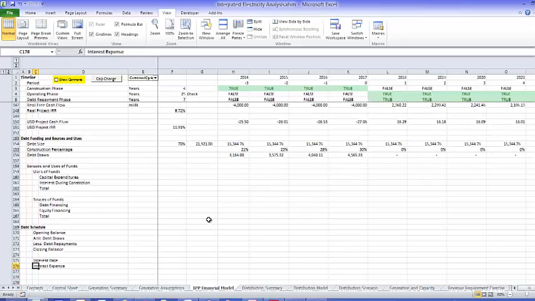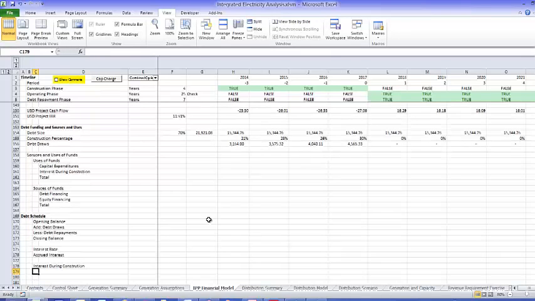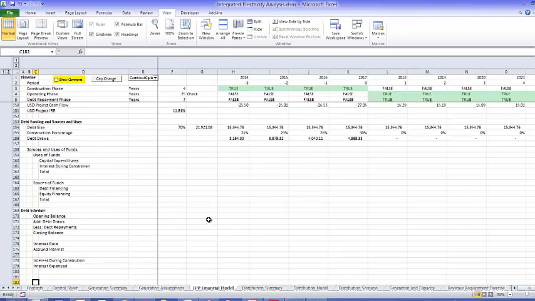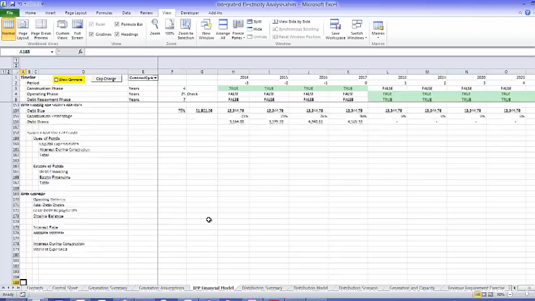Okay, and well, let's get the accrued interest. And once we get the accrued interest, let's split it between interest during construction and interest expensed. Okay, that gives us our debt schedule and our sources and uses of funds.